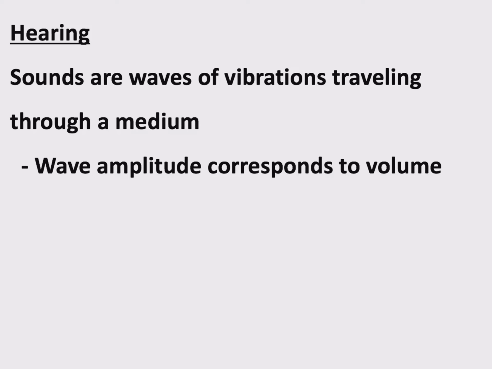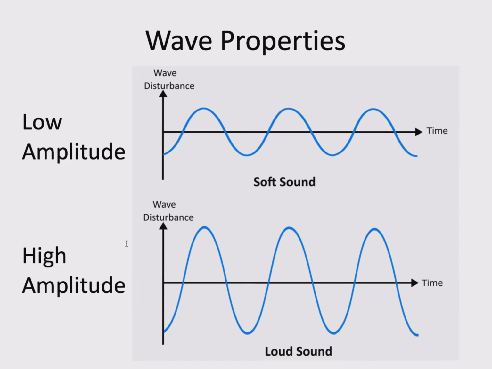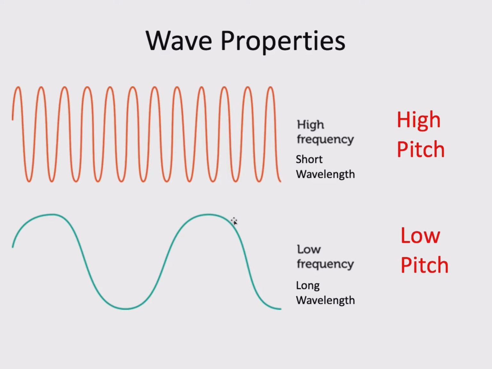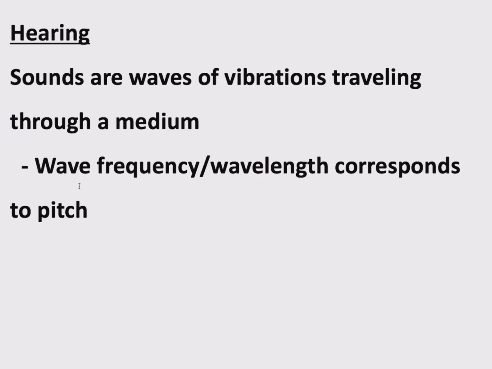But that's not the only property of a wave. It could be high or it could be low. Another property of a wave is the frequency or the wavelength. So when the waves are very closely packed together, a high frequency or a short wavelength, either way you want to think about it, that corresponds to a high pitch. I won't try to imitate a chipmunk voice or something, but we know what a high-pitched sound can sound like. Correspondingly, a low frequency, a long wavelength, corresponds to a lower pitch. And we're able to distinguish between these, even though these are both just waves of vibrations traveling through a medium. So wave frequency and wavelength correspond to pitch.